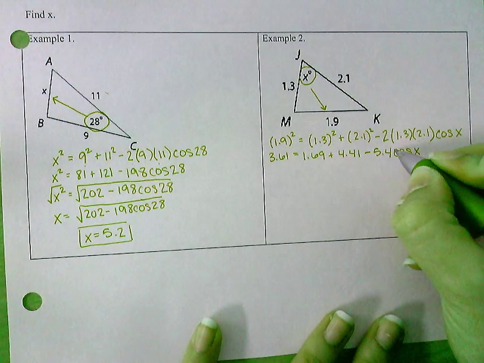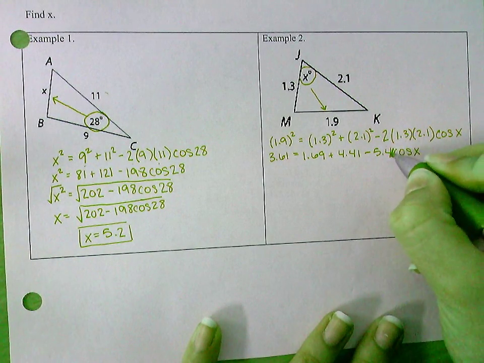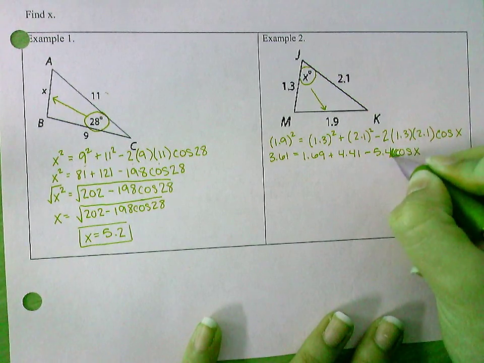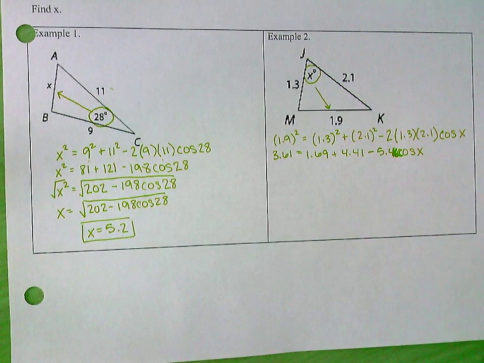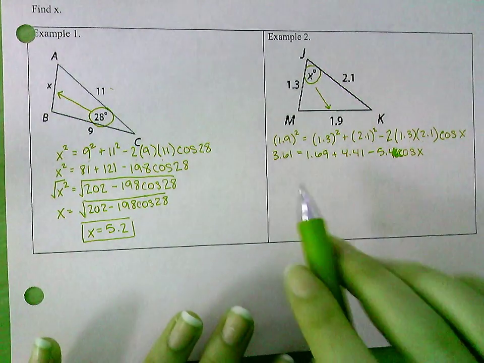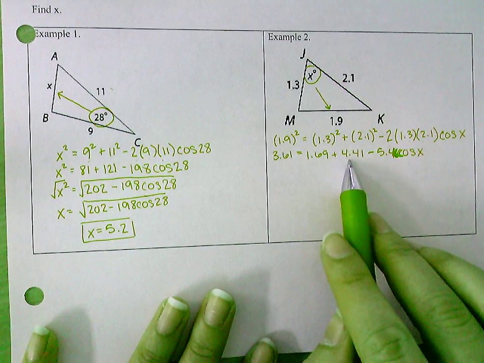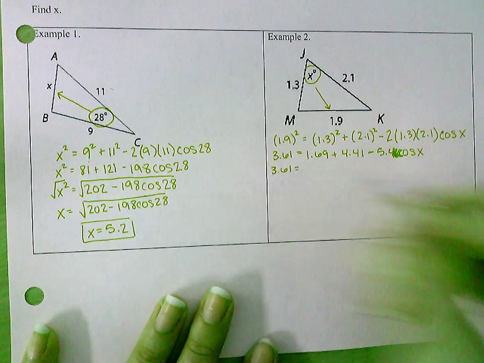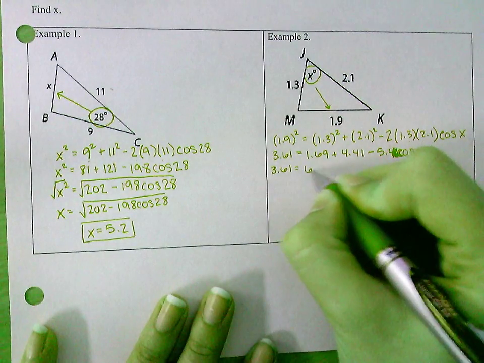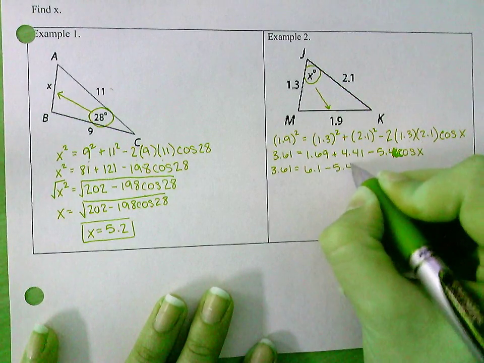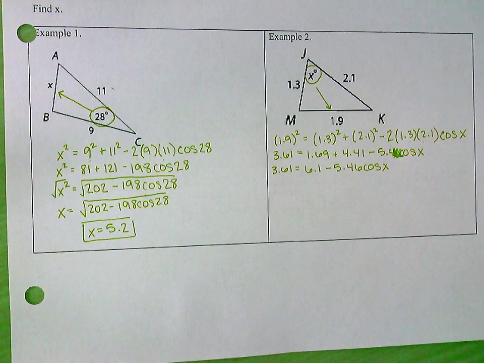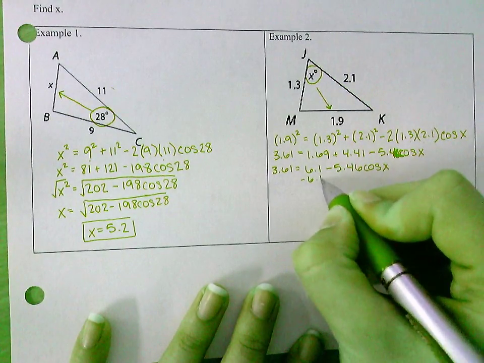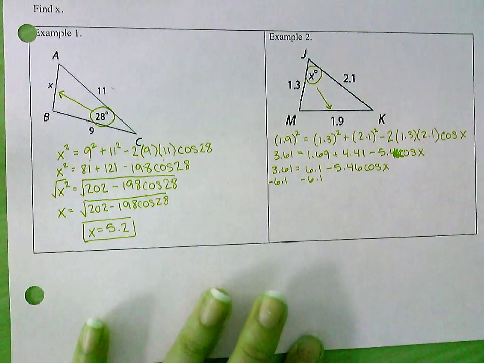Oh yeah, there's a 6 here. Okay, this should say 5.46 cosine of x. My 6 turned into a C on my other paper. All right, so from here I can add these two numbers together. So I still have 3.61. That's equal to 6.1 minus 5.46 cosine of x. And again, I'm trying to get x by itself. So then you gotta subtract 6.1 from both sides.